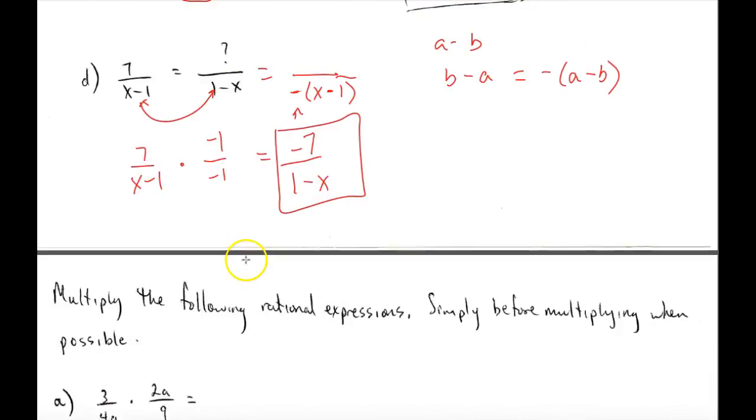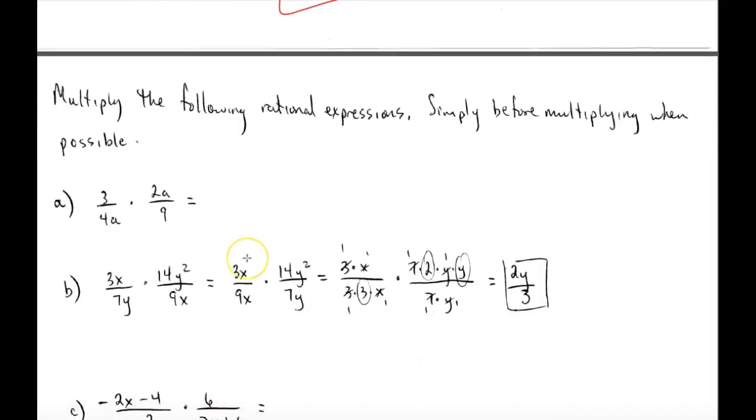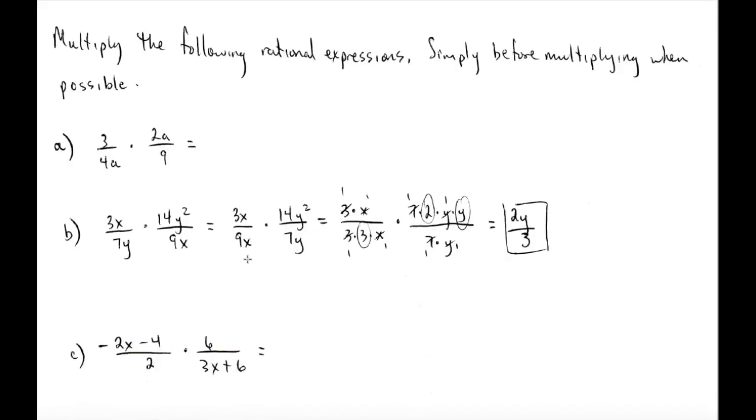All right, moving on. So now what we're going to do is multiply rational expressions. And so when we do this, we want to try, to the best of our ability, to reduce as much as we can first before we start actually multiplying. Okay.